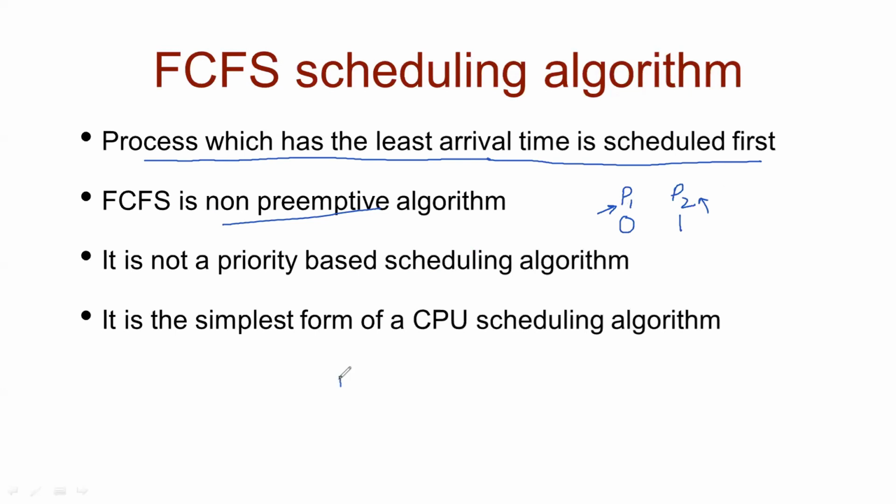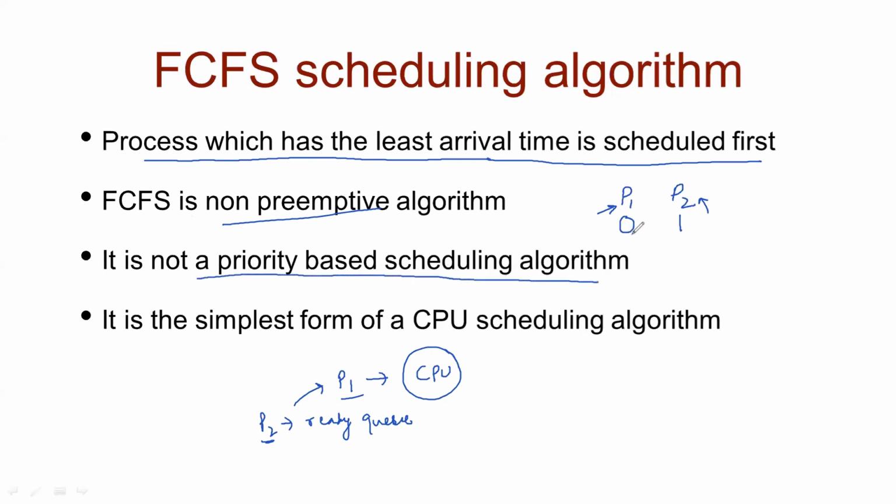It means if some process is executing in CPU and any other process comes in ready queue, even if this process has higher priority than P1, the CPU will keep executing process P1 because FCFS is a non-preemptive algorithm. It is not a priority-based scheduling algorithm. Processes are executed on the basis of their arrival times.